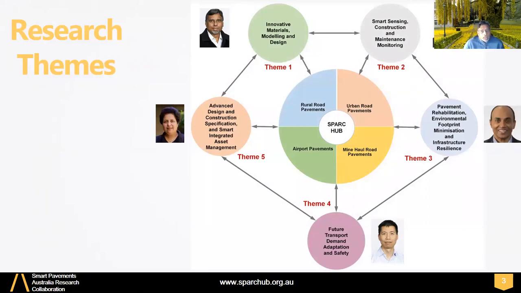Our hub has 5 research teams, starting from research team 1, innovative materials, modeling and design, and that is led by myself. Then team 2, smart sensing, construction and maintenance monitoring, is led by Professor Jeff Walker, our head of department. Then we have pavement rehabilitation, environment footprint minimization and infrastructure resilience. Team 3 is led by Professor Sanjayan from Swinburne University. Team 4 is on future transport demand adaptation and safety and is led by Professor Hai Wu in civil engineering at Monash. The final team, team 5, is on integrated asset management, and it's led by Professor Sujiva in RMIT.